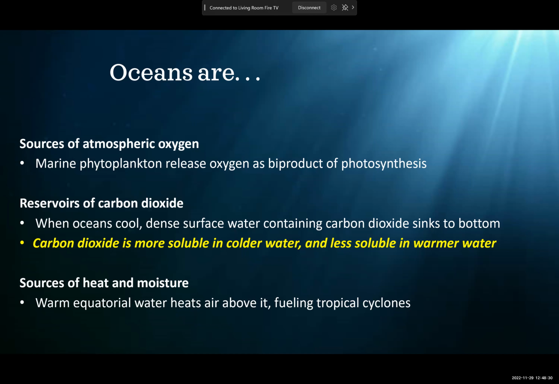So carbon dioxide is more soluble in colder water, less soluble in warmer water. This is a general rule for gases. Gases are more soluble in cold water than they are in warm water. So think about this. If the oceans are cold, they can absorb more carbon dioxide. If the oceans are warm, they're not going to be able to absorb carbon dioxide.